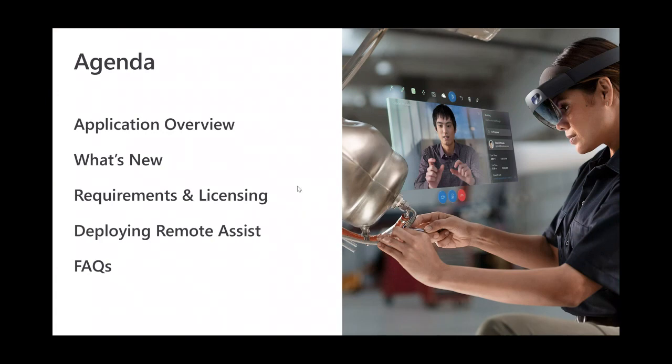So we're going to go through a number of topics today. We are going to do a quick application overview. We are going to talk about what's new for the April release. We're going to go over requirements and licensing, and we're also going to go over deploying Remote Assist in a variety of tenant options. We're also going to talk about some of the common questions that we get and the answers that will help you with your customers.